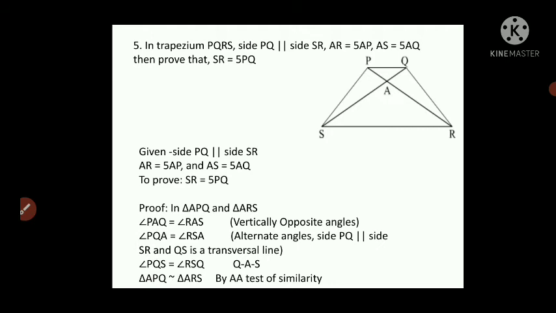In triangle APQ and triangle ARS, we know angle PAQ is equal to angle RAS, that is vertically opposite angles. Now check the diagram: PQ is parallel to SR and QS is the transversal.